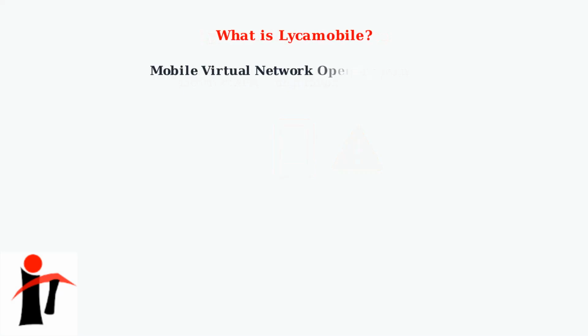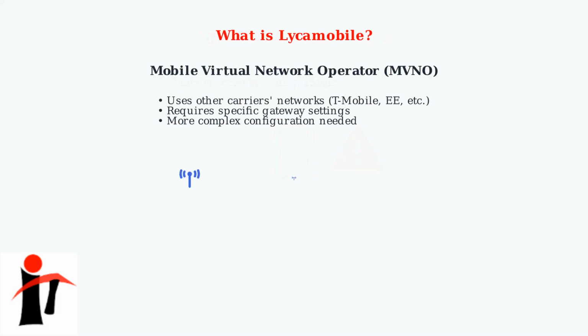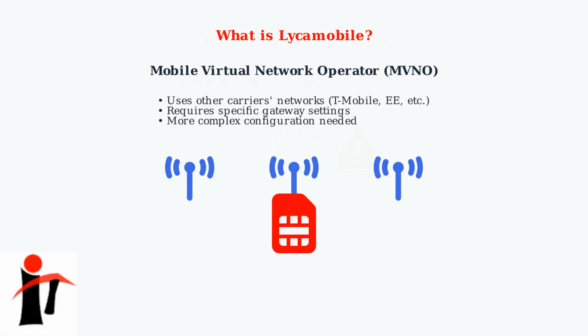Lycamobile operates as a mobile virtual network operator, or MVNO. This means they don't own their own cell towers, but instead use other carriers' networks like T-Mobile in the US or EE in the UK. This setup requires specific gateway settings to connect properly.